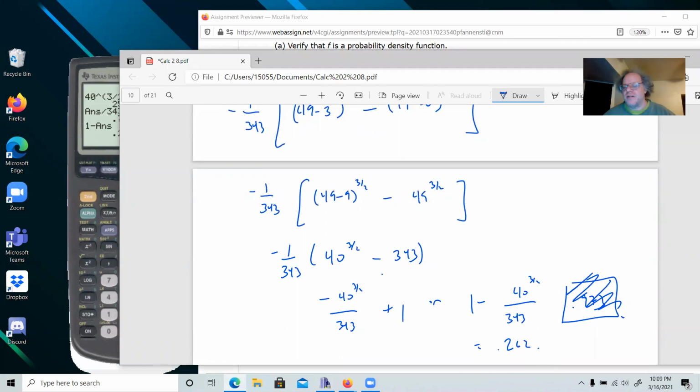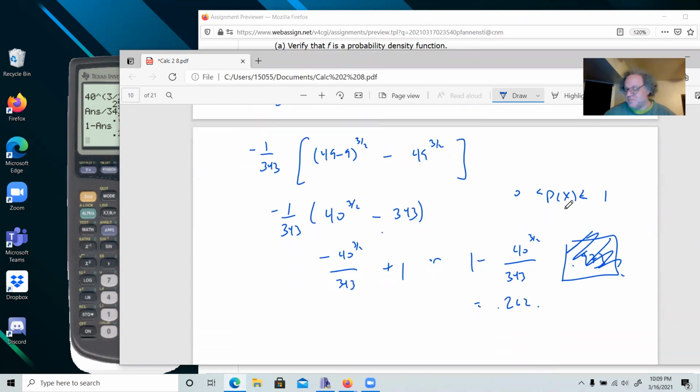One thing about probabilities: the probability itself can never be bigger than 1. Any probability has to be between 0 and 1. No matter what probability you find, it's got to be between 0 and 1. So if you're calculating a probability and you get a negative number, you screwed up. Go fix that. If you get like 1.2, you screwed up.